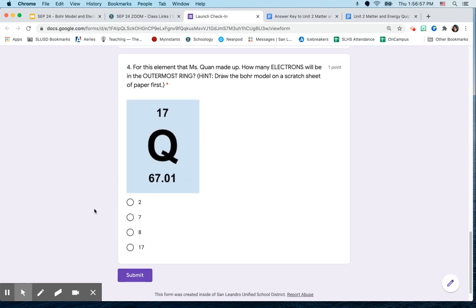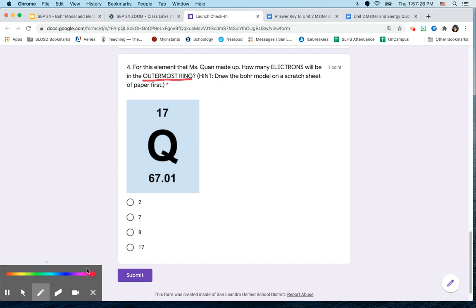Okay, let's go over question number 4. Question number 4 asks, for this element that Ms. Kwan made up, how many electrons will be in the outermost ring? So this time I'm also looking for electrons, but in the outermost ring. And it says, hints, draw the Bohr model on a scratch sheet of paper first. So I'm going to draw it on the screen, right?